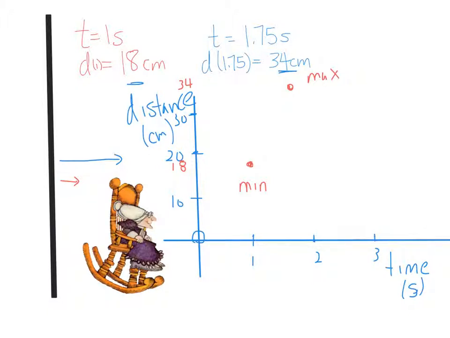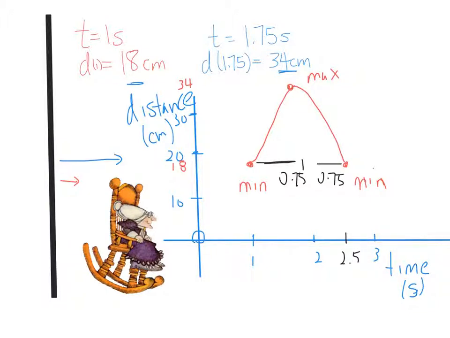From the minimum to the maximum is half of a cycle, so to get to another minimum, that would be a full cycle. Observing how much time passed between this min and this max was 0.75 seconds. So to get to the next min, we have to go another 0.75 seconds. So that will happen at 2.5.